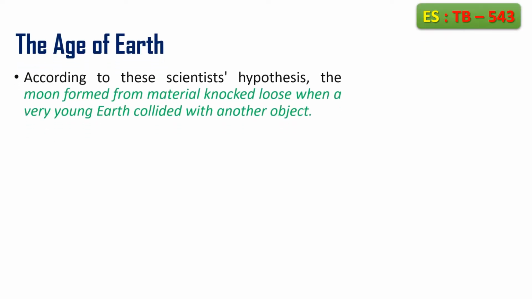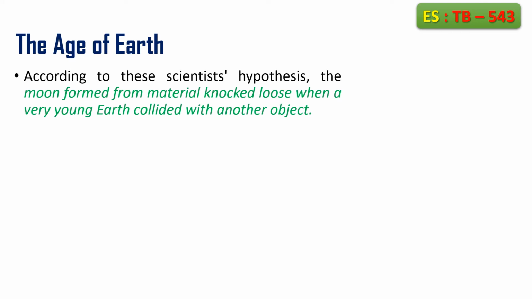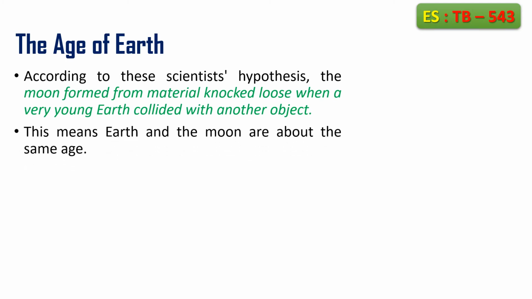The age of Earth. According to these scientists' hypotheses, the moon formed from material knocked loose when a very young Earth collided with another object. This means Earth and the moon are about the same age.